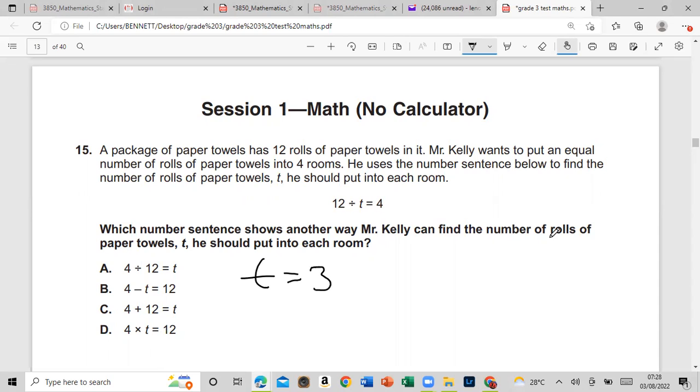So they want to find which number sentence shows another way Mr. Kelly can find the number of rows of paper towels he should put in each room. And that would be D. 4 times 3 is equal to 12.